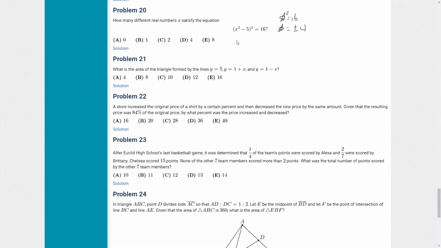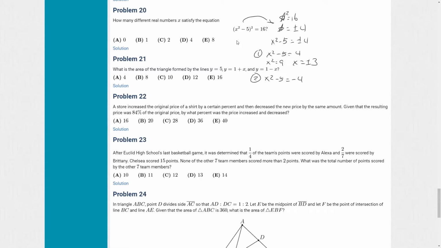Now, let's write down the star again. Because we know what star is equal to, x squared minus 5 equals plus or minus 4. We just replaced the star with a real equation. So we have case number 1, x squared minus 5 equals positive 4. That means x squared equals 9. That means x is plus or minus 3.